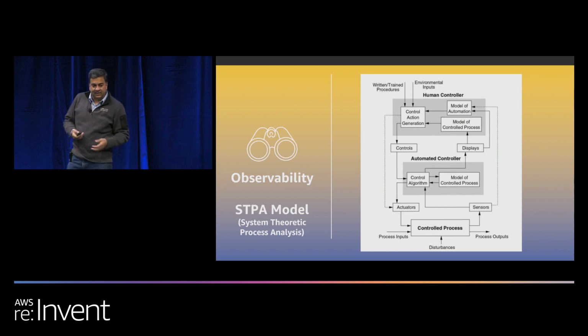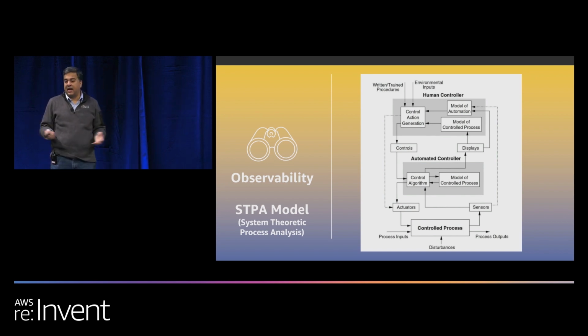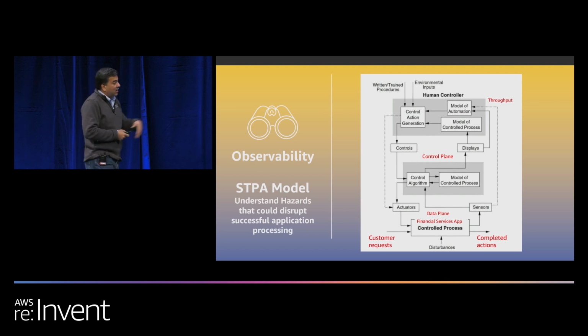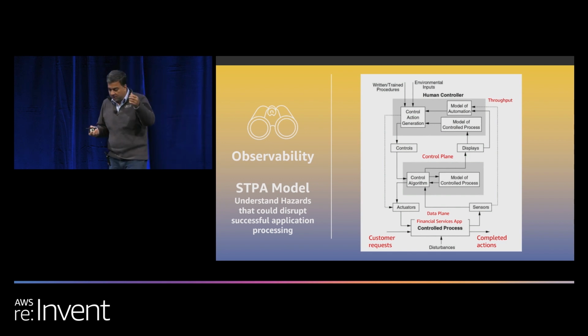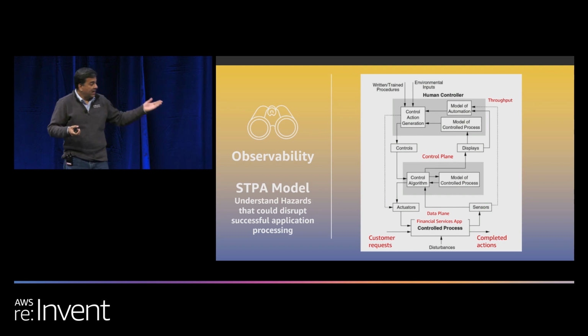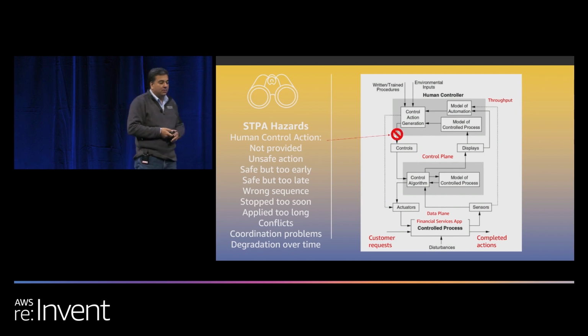Now, if you take this as a design model and say, okay, let me look at the hazards that this can have, right? First of all, let's overlay an application with this model. So you have a financial service application, you have customer requests for data for maybe money transfer between each account, and you have the completed actions, and it goes through this whole model. So looking at the hazards, what could happen, right?